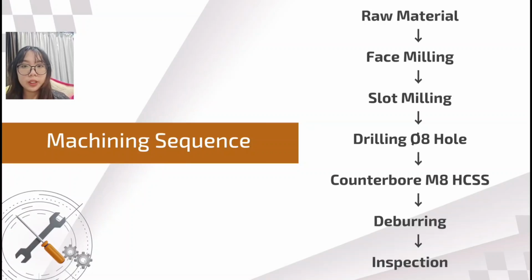The machining process follows a specific sequence. Face milling is performed first to create a flat reference surface. Slot milling is then carried out, followed by drilling and counterboring operations. Finally, boring and inspection are conducted to ensure the workpiece meets the required specifications.